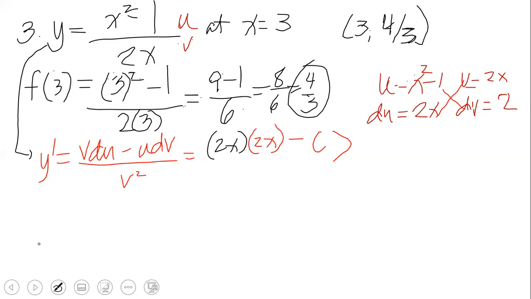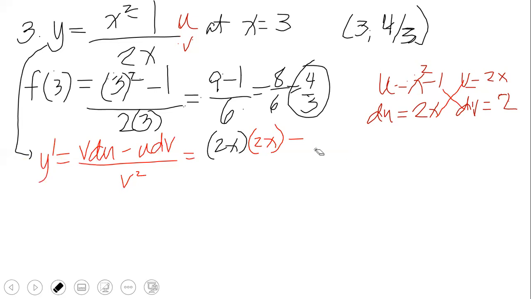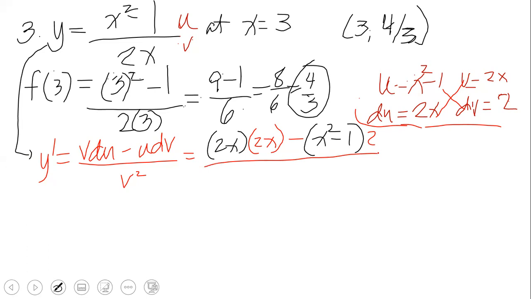minus you also have u dv. So x squared minus 1 times the derivative of dv, which is times 2. So all over the denominator, which is 4x squared.